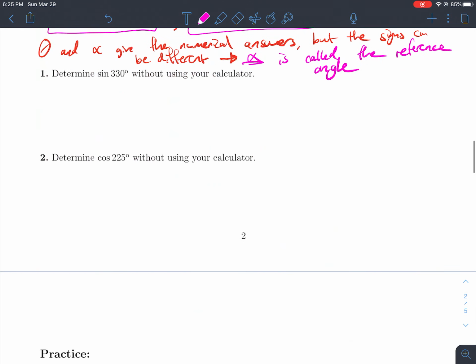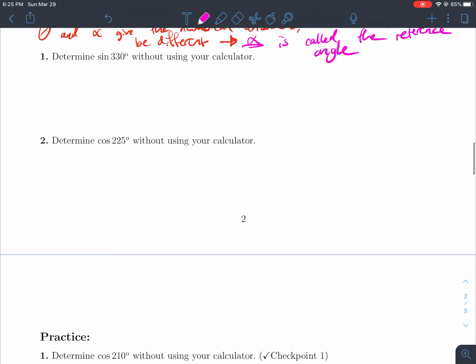So let's see how we can use alpha in a couple of examples. So I know these are the same examples as last time, but I think this is complicated enough that it merits seeing again. If we wanted to find the sine of 330 without our calculator, we'd have to imagine the coordinate plane. So the sine of 330 degrees seems like an impossible problem to find.